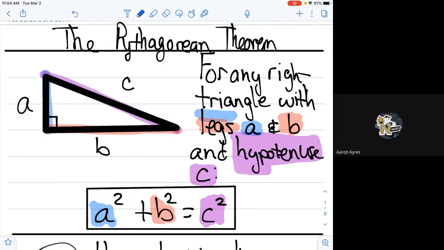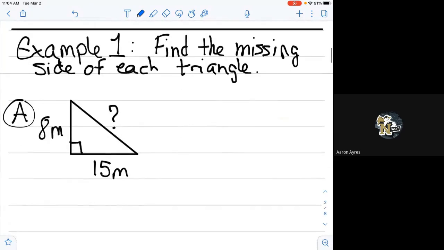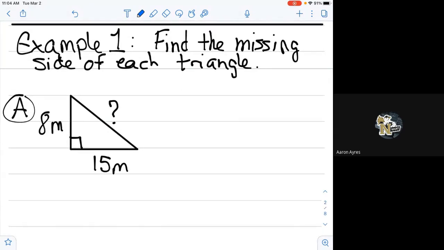Hypotenuse will always be assigned letter C. We can plug it in the theorem. Since A and B are both legs, it doesn't necessarily matter which one is A and which one is B. You just got to pick a combination and go with it. You can have a different combination than your neighbor, and that's fine. It'll still work out the same way. But C always has to be the hypotenuse. That's the catch. C is always the hypotenuse here.